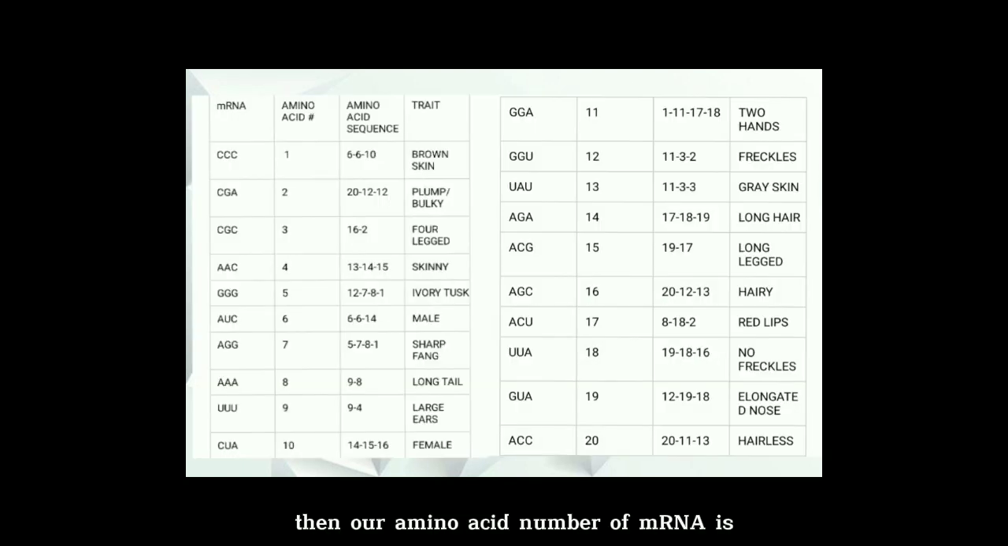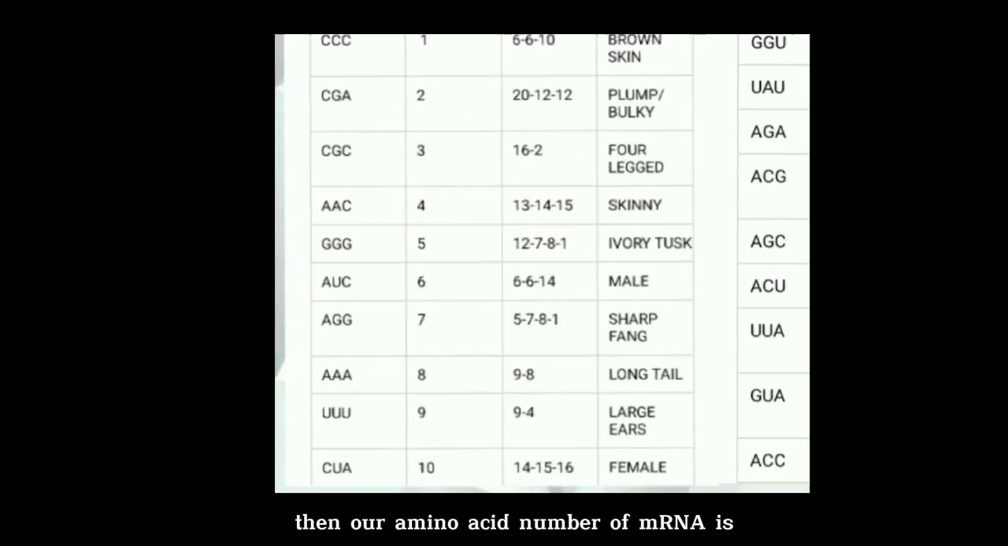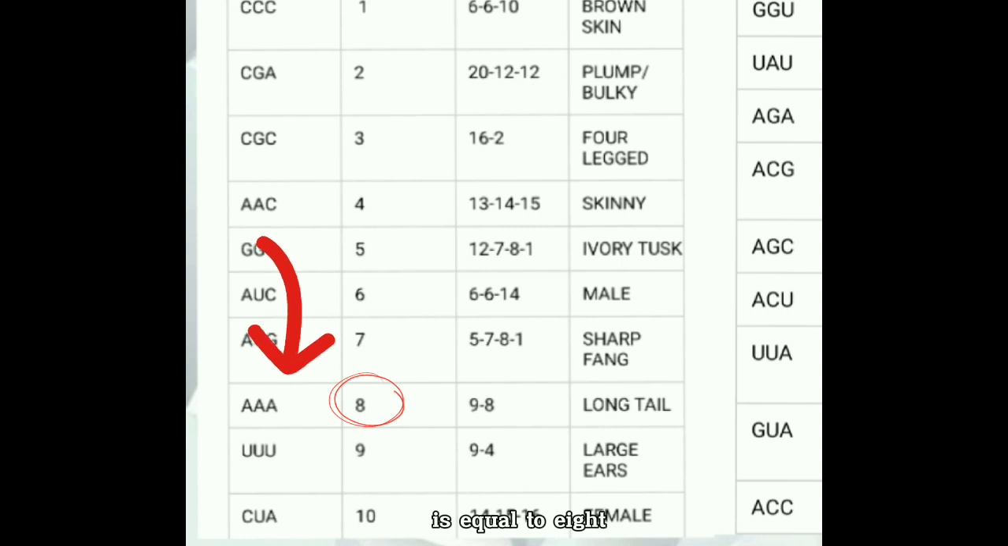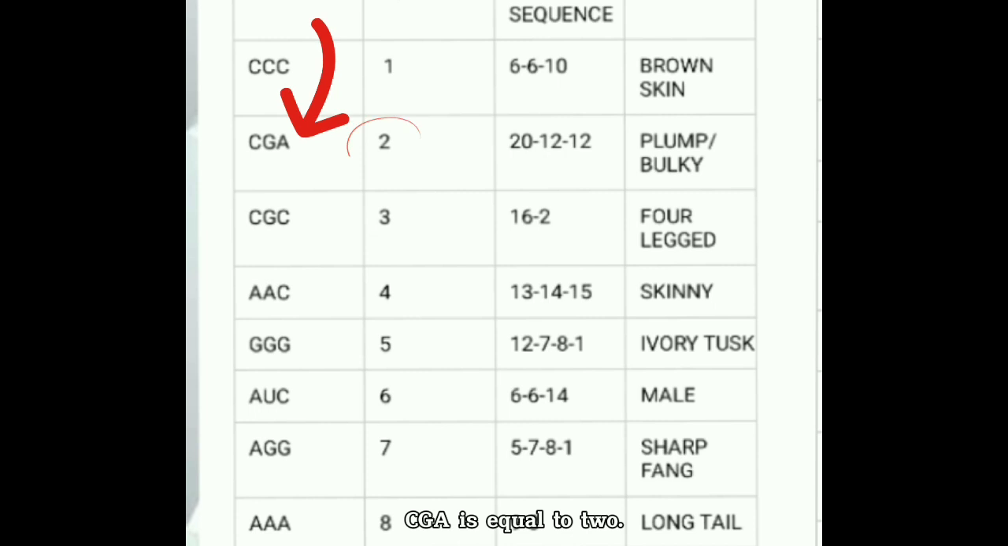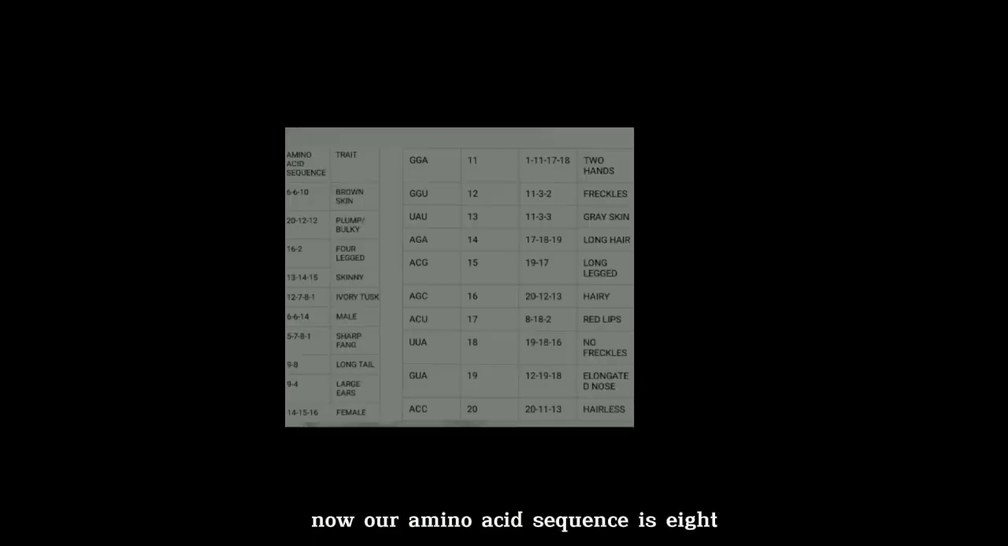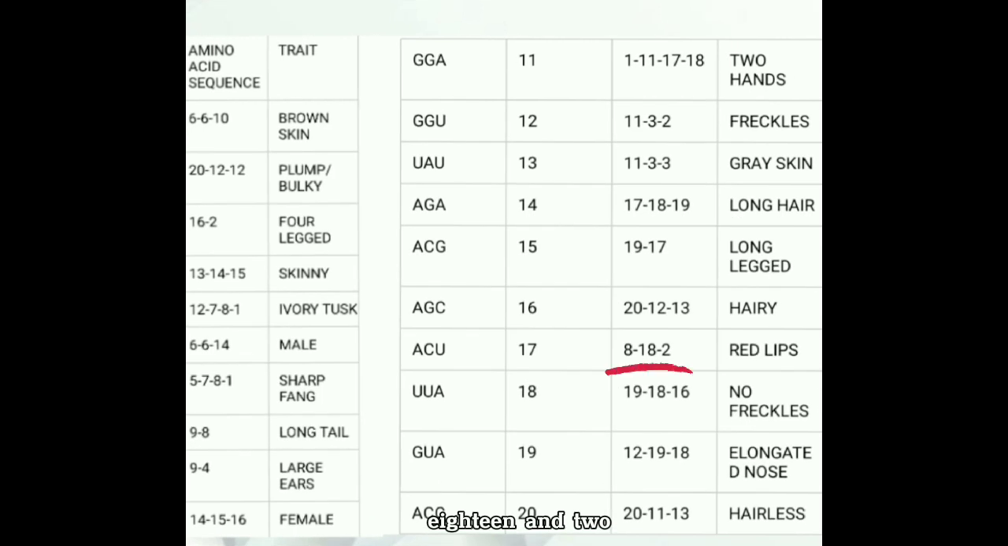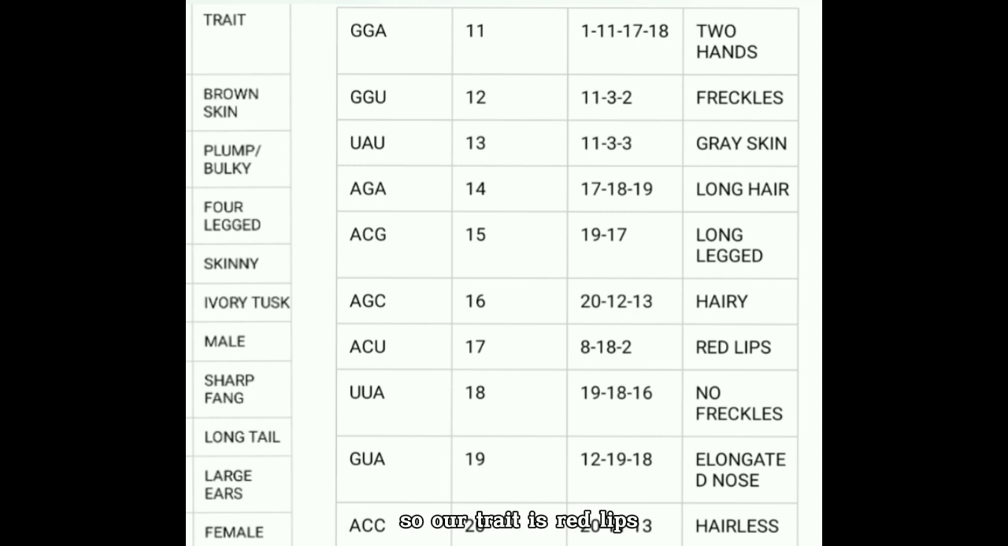Then our amino acid number of mRNA AAA is equal to 8, UUA is equal to 18, CGA is equal to 2. Now, our amino acid sequence is 8, 18, and 2. That equals the trait red lips. So our trait is red lips.